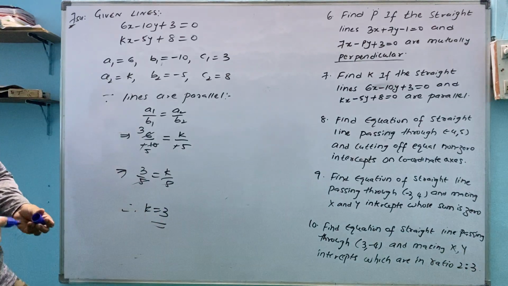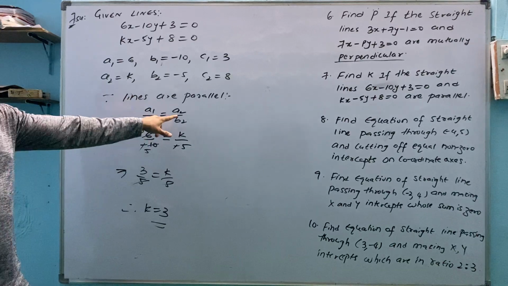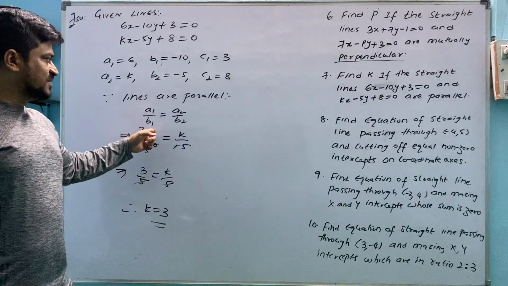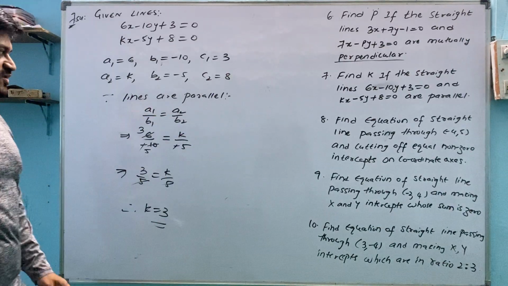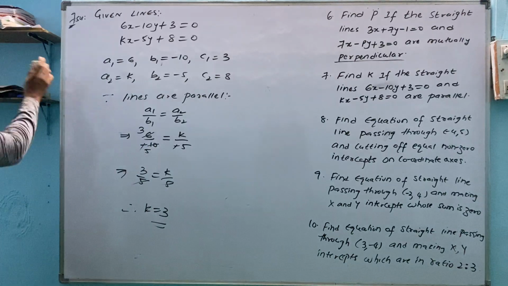For parallel, what you have to remember? a1 by a2 equals b1 by b2 is also right. a1 by b1 equals a2 by b2 is also right. You can use any one of the formulas for this.